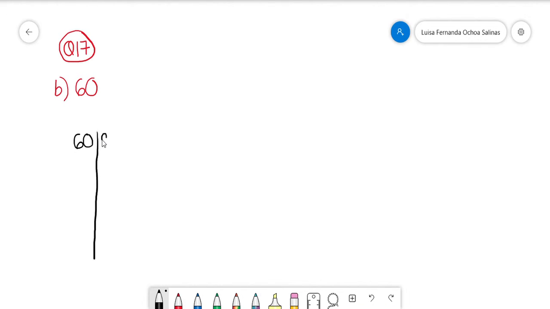60 is divisible by 2, so 60 divided by 2 is 30. 30 divided by 2 is 15. 15 divided by 3 is 5. And 5 divided by 5 is 1, and I'm finished. Then I write 60 is 2 times 2 times 3 times 5.